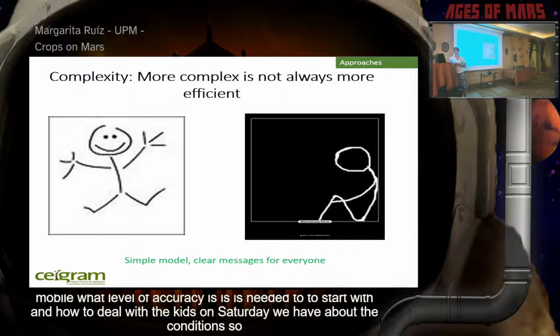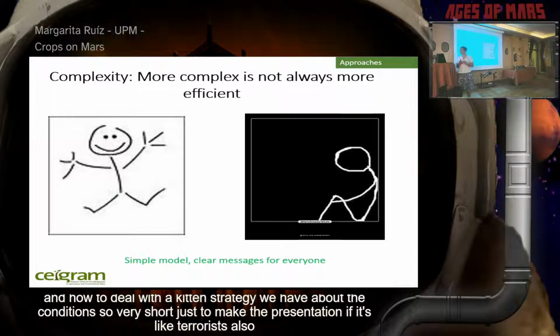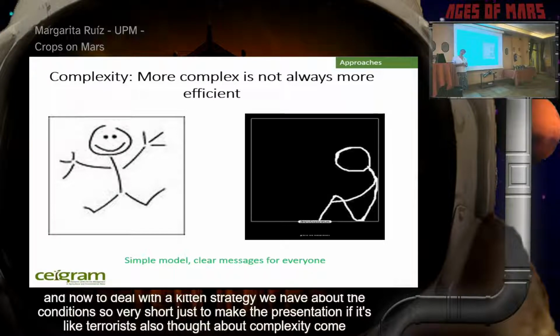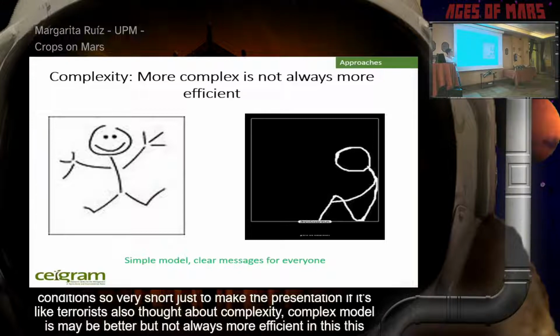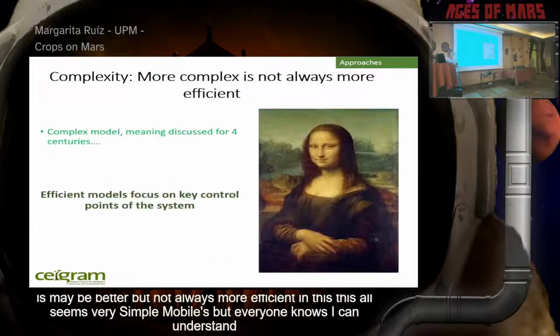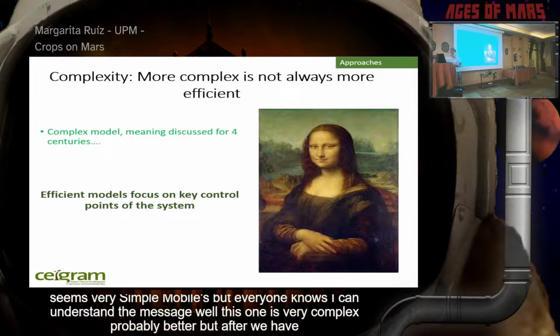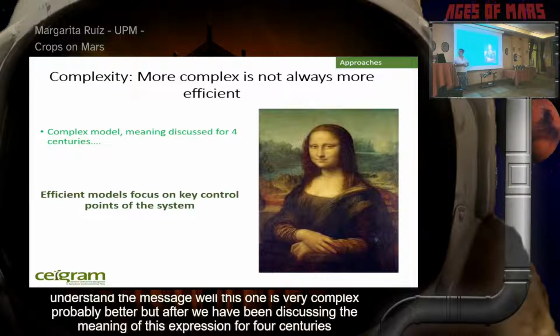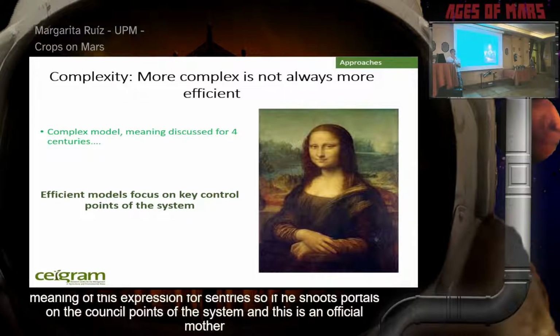Just to make the presentation a bit lighter, also a bit of thought about complexity. A more complex model is maybe better, but not always more efficient. These are very simple models, but everyone can understand the message. While this one is very complex, probably better, but we have been discussing the meaning of this expression for 4 centuries. So efficient models should just focus on the key control points of the system, and this is an efficient model that is designed for your purpose.